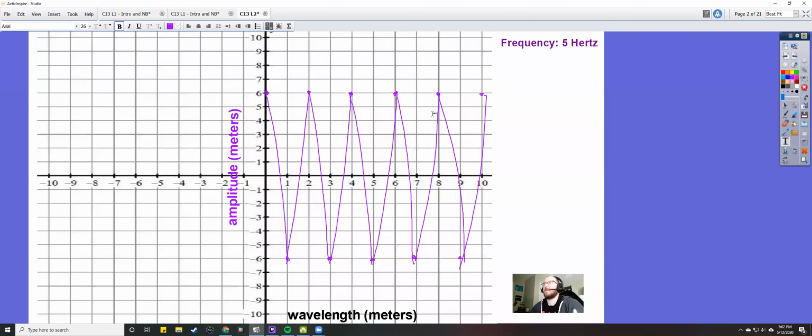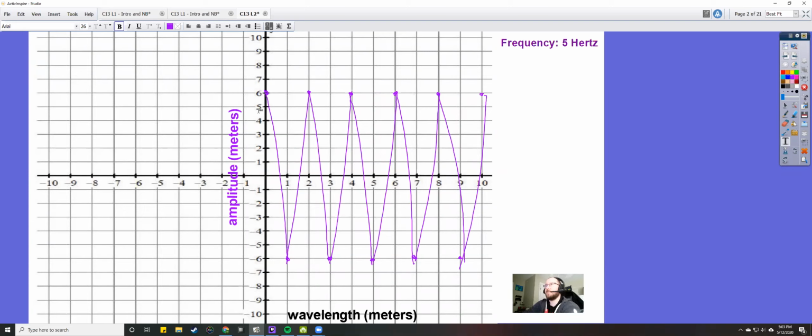Hey guys, it's Mr. O'Reilly, and today we're going to talk about wave properties. So last week we talked about different kinds of waves and the parts of waves, and so today and this week we're going to talk about the different properties of waves and how you can measure waves.